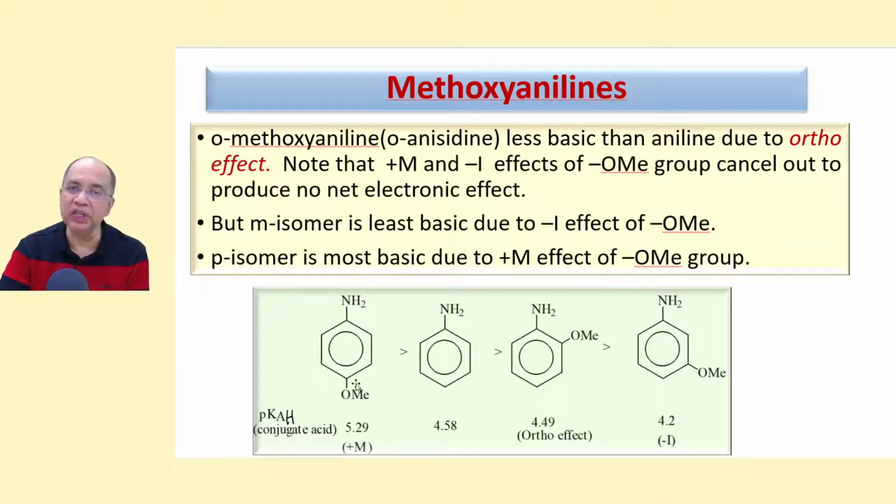But paramethoxyaniline is a stronger base than aniline because of the plus M effect, which will make it minus delta here, that will push the electron density and make it more basic. This is the ortho effect, and because of the prominent minus I effect, that makes it least basic, where the ortho effect is not capable of making this stronger than this. That is the only exception where you find that metamethoxyaniline is the weakest, orthomethoxyaniline is stronger than meta but weaker than aniline.